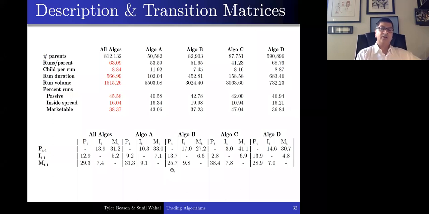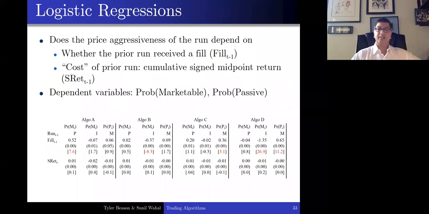So the variation, whether you go from, say, intra-spread in algo B at T-1 to passive at T, that transition probability is about 13% or so. So there's a fair amount of stability here, and that's simply because the algos are trying to execute.